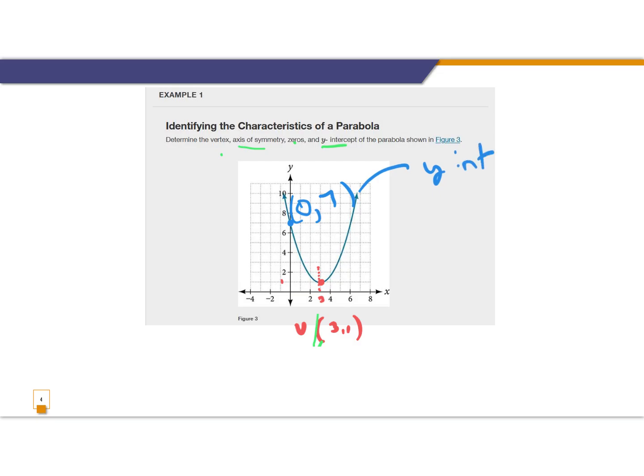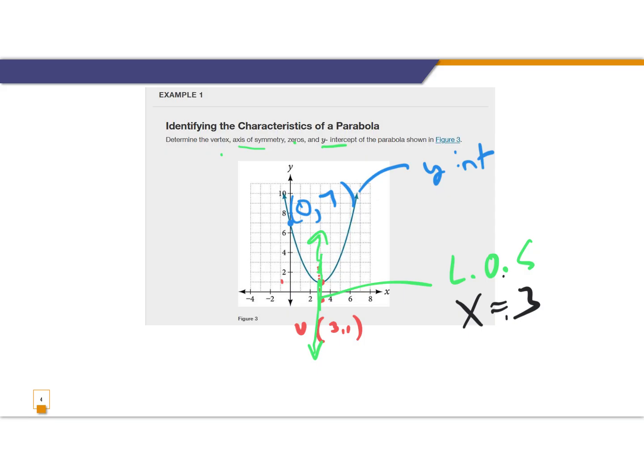And then let's go back to that vertex. Because if we draw a line vertically through that, it doesn't matter how far you go. Lines go forever up, lines go forever down. That's my line of symmetry. It has an equation. It's a vertical line, and it's going through the x value of the vertex. So we say x = 3 is the equation of the line of symmetry.